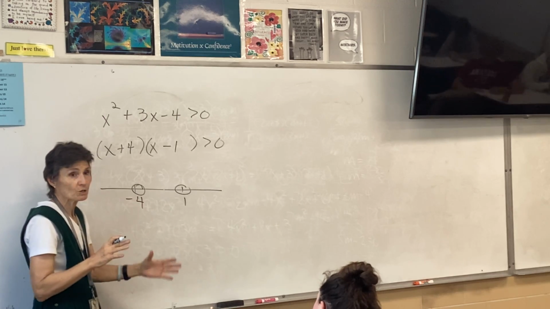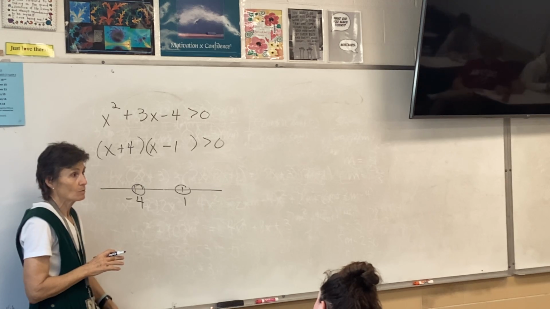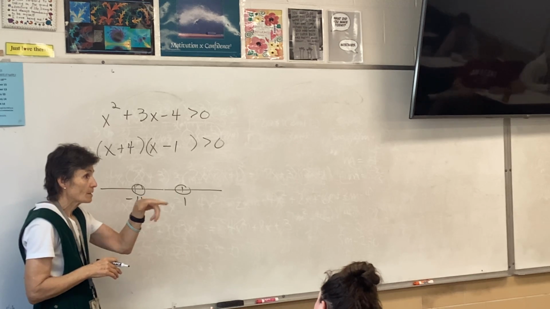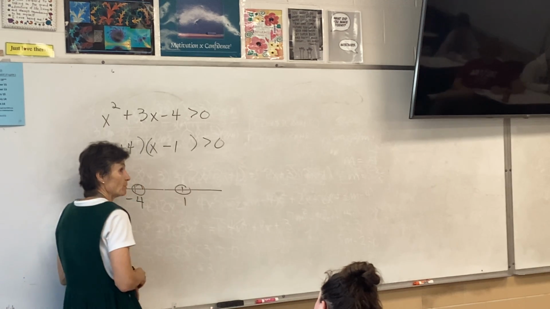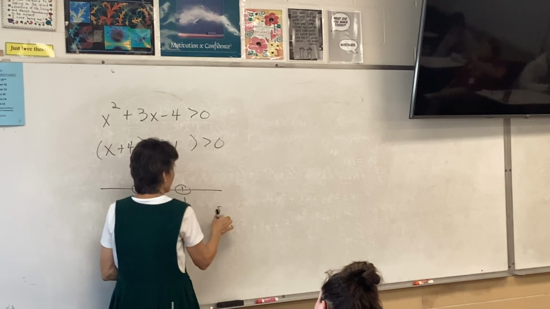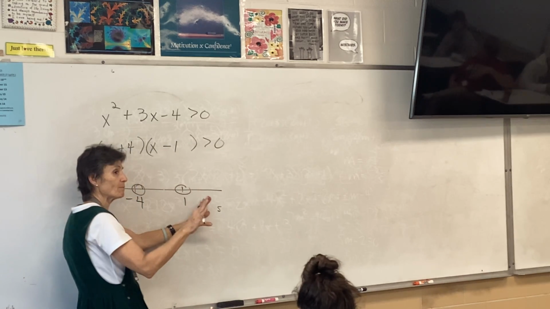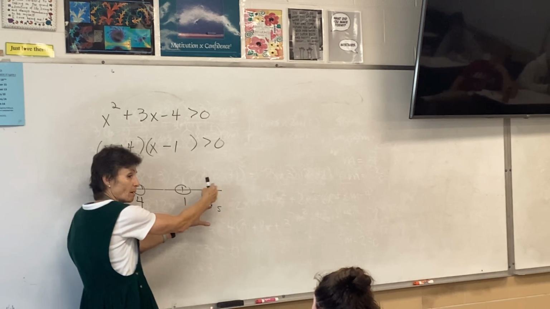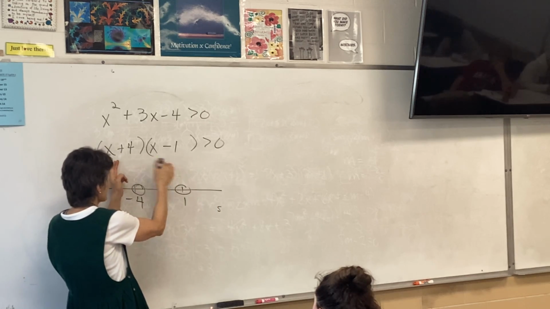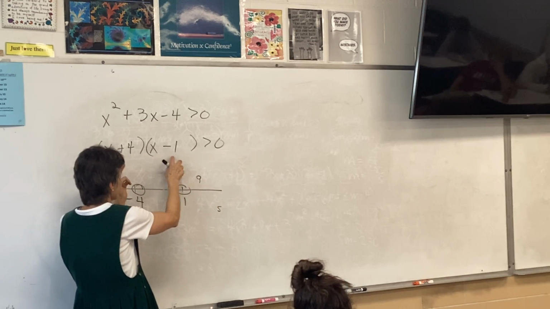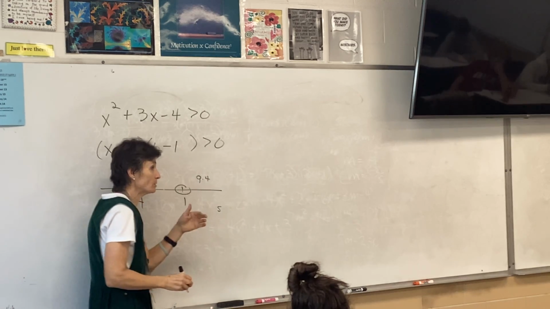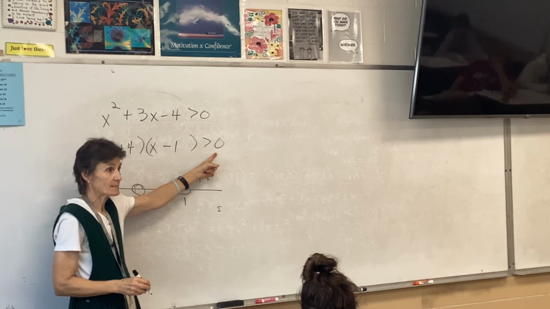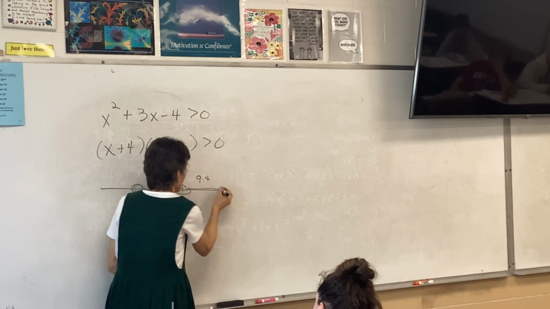Now I gotta figure out where I'm shading. So what do you think? How would I know? Check numbers. Try 5? He says try 5. 5's out here. Pick whatever number you want, except these two. But pay attention to where it is, because that's what I'm trying to figure out. So 5 plus 4 is 9. 5 minus 1 is 4. If I multiply 9 times 4, does it turn out bigger than 0? Yes. Shading.